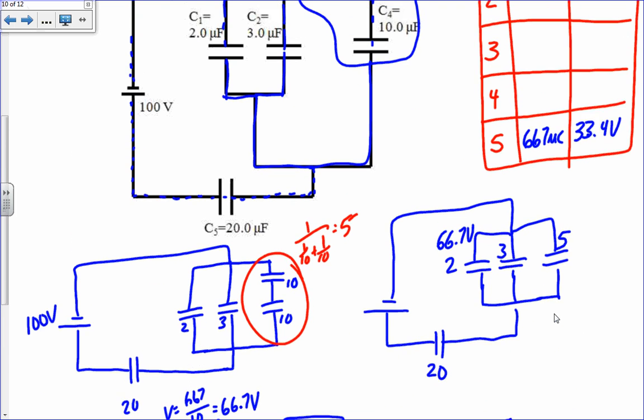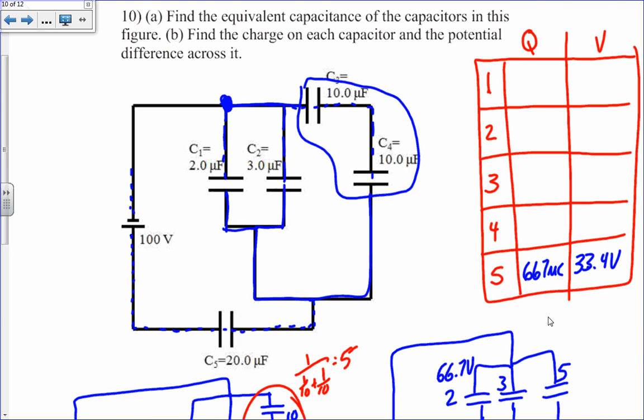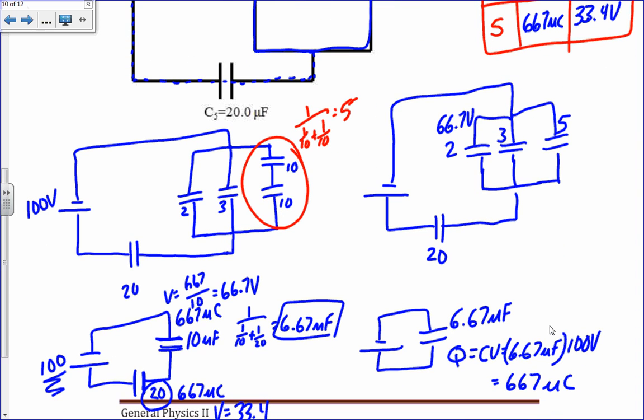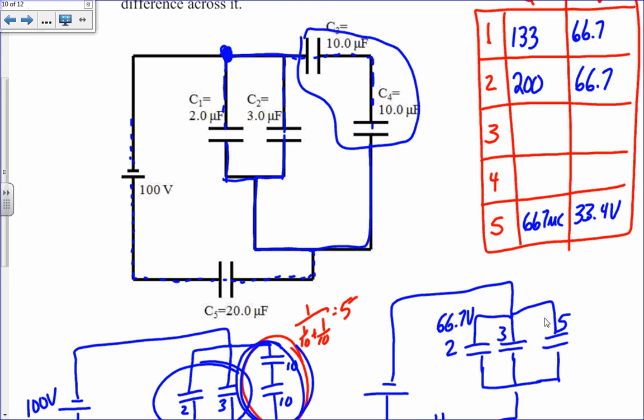Now the 2 and the 3 microfarad capacitors are C1 and C2. So I'm going to go ahead and put in 66.7 for these voltages. And then I'm going to calculate the charges. I get 133 and 200. And then our last step is pretty easy. I have these two 10 microfarad capacitors, but I know that the voltage across the two of these capacitors has to be the same as the voltage across these two capacitors, because capacitors in parallel have the same voltage. And that was 66.7.